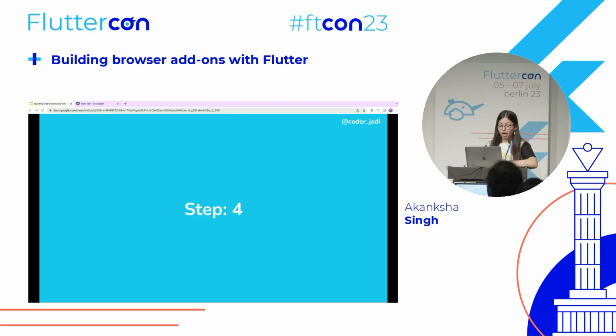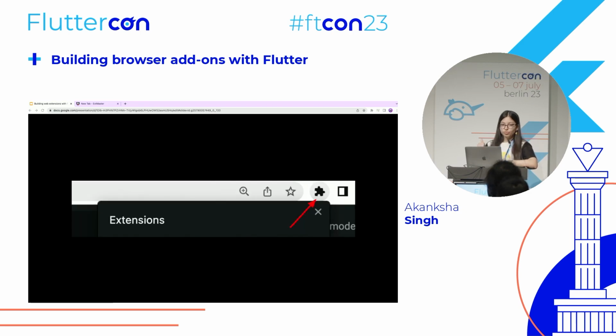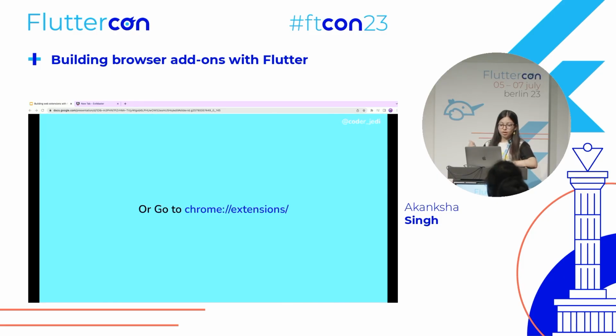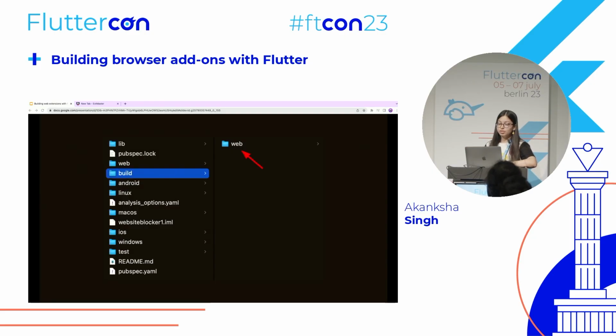Now you have built your app. The next thing is to see how it works. So step 4 is to load your app. For that, you need to go to the extensions. This is the icon from where you can check out the extensions that are already there in your Chrome browser, or you can simply go to Chrome extensions. And here you need to turn on developer mode. After that, you will be able to load unpacked extensions. So here we will click on load unpacked, and in our build project, we will go to the web folder and just select that, and it will be loaded.